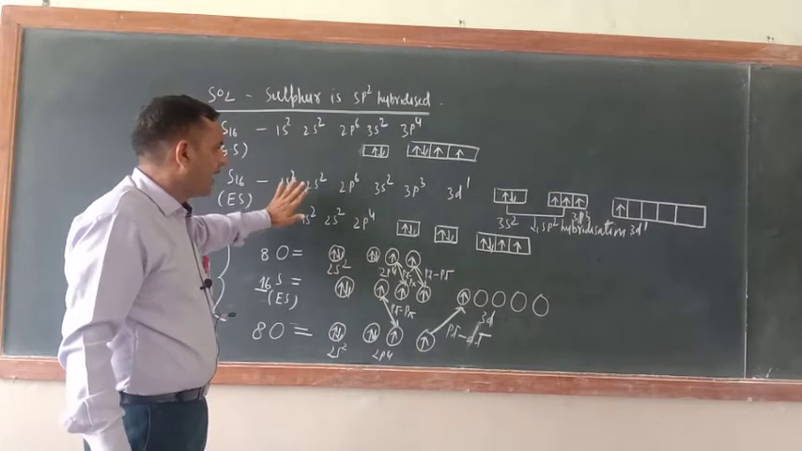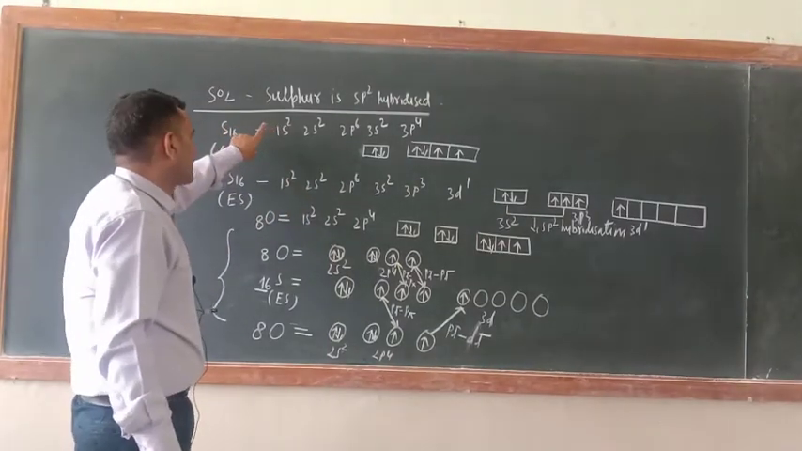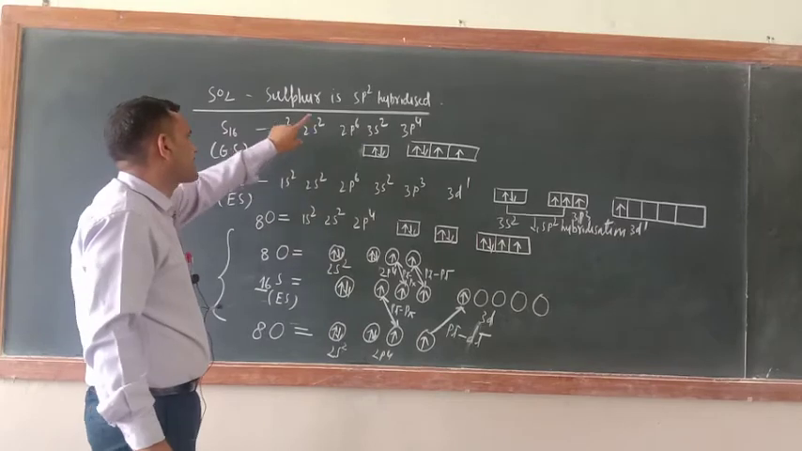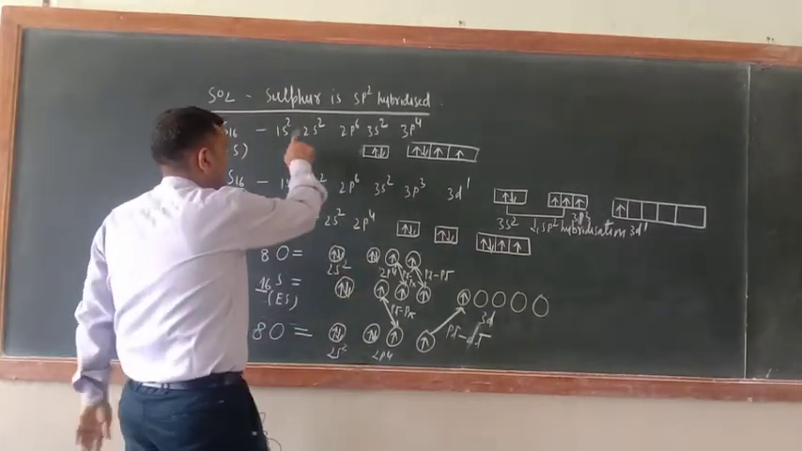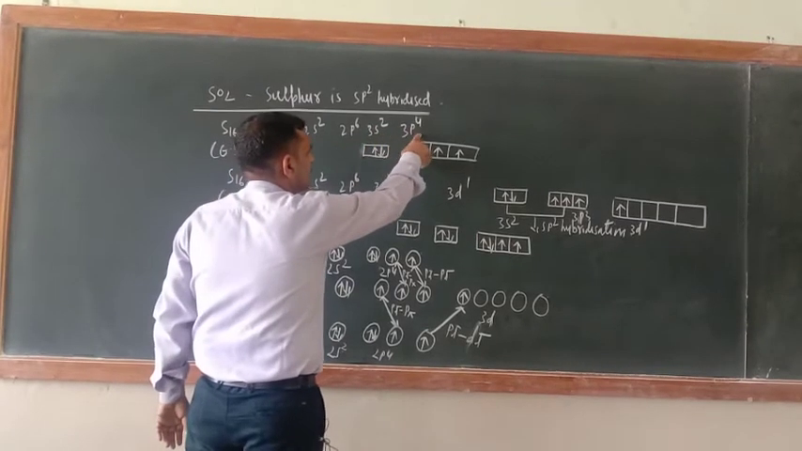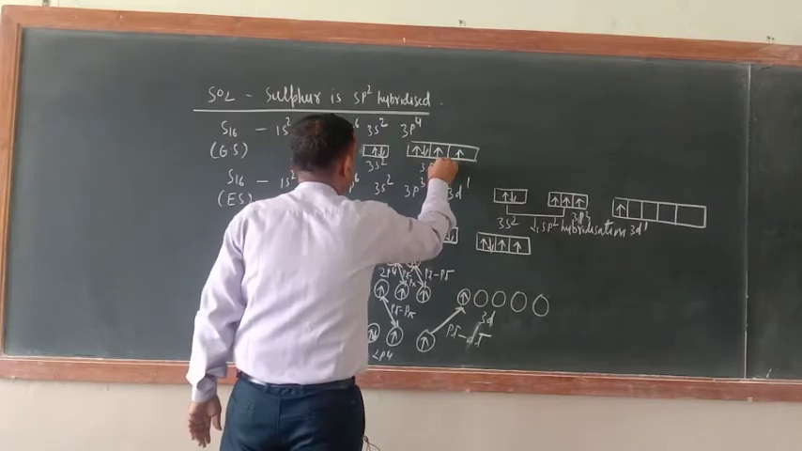Okay, now I read from another book and I am explaining. Just see, in SO2 the sulfur hybridization state is sp2. The ground state electronic configuration is like that: 1s2, 2s2, 2p6, 3s2, 3p4. So this is 3s2, this is 3p4.